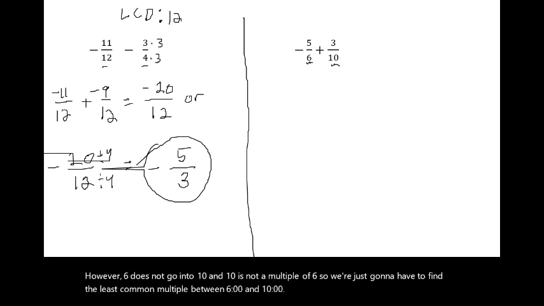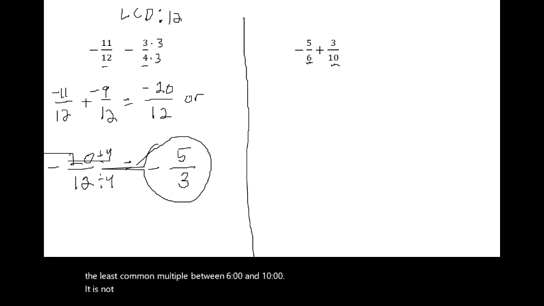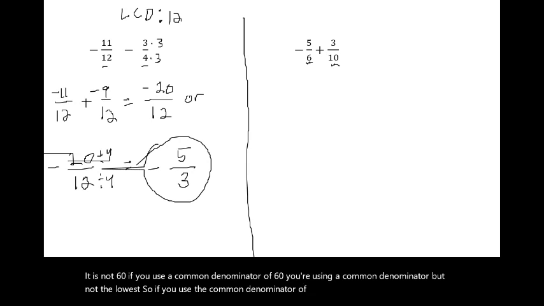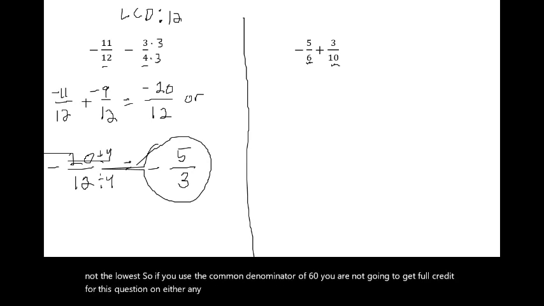It is not 60. If you use a common denominator of 60, you're using a common denominator, but not the lowest. So if you use the common denominator of 60, you are not going to get full credit for this question on either any homework problems or any exam problems. So you need to use the lowest common denominator.